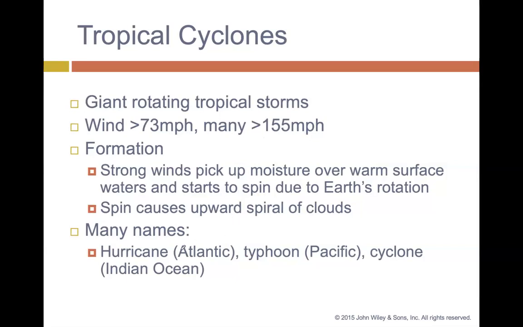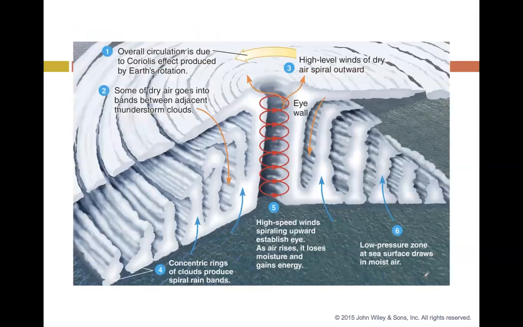Tropical cyclones can have many names. They're called hurricanes if they're in the Atlantic, typhoons if they're in the Pacific, or cyclones if they're in the Indian Ocean. So here we have a look at some of these tropical storms, showing how warm air rises and they start to spin, really leading to some dangerous weather.